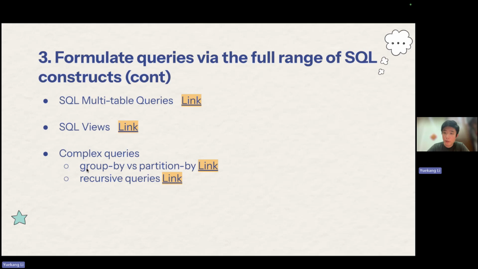And we also learned about some complex queries. And here are some important things you should take note of. Can you still remember the difference between group by and partition by? If not, you should go through this link. And do you still remember how to write recursive queries and when they are useful? If not, you should follow this link and go through the relevant slides.